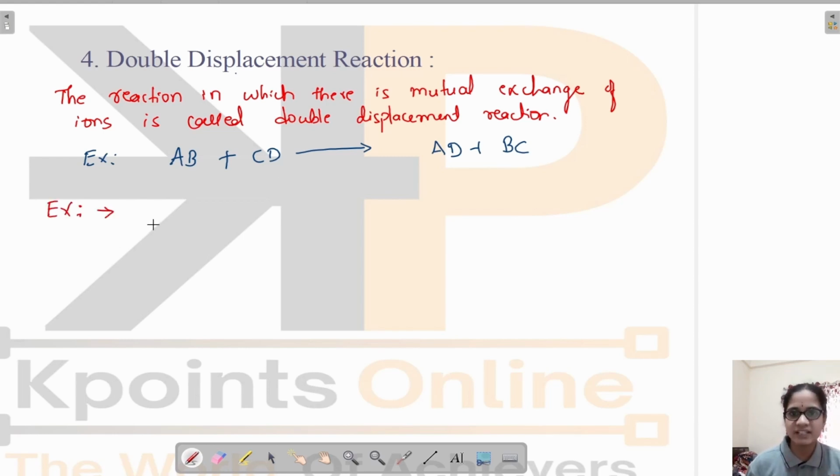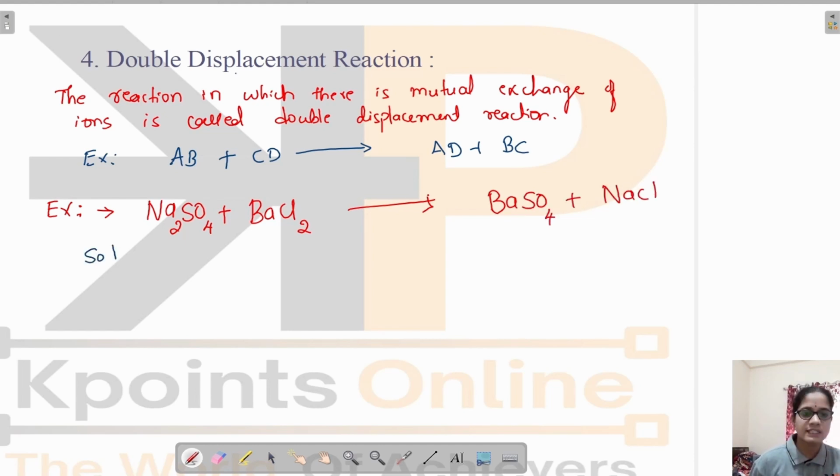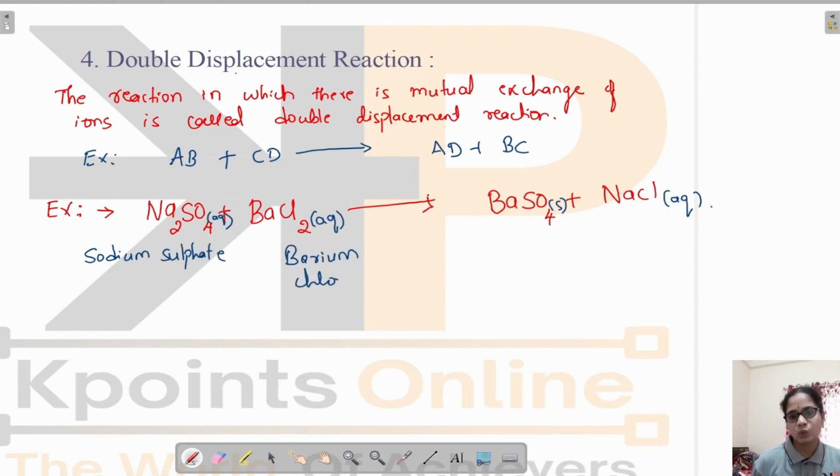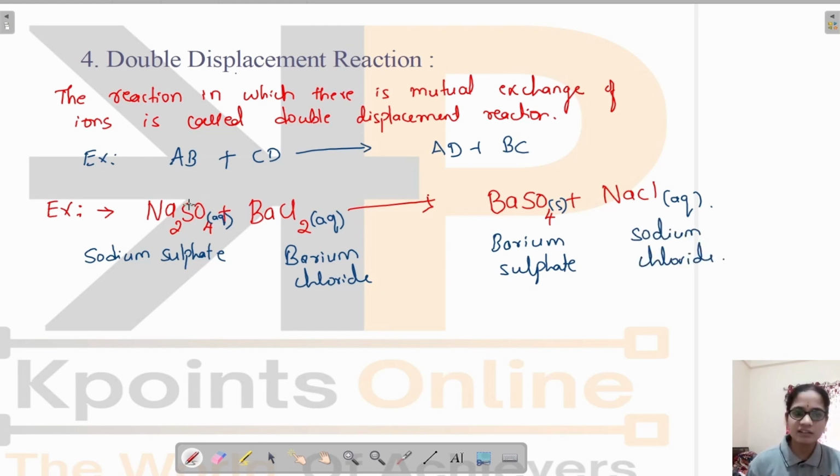Reaction of sodium sulfate and barium chloride. It results in the formation of barium sulfate and sodium chloride. This is sodium sulfate, this is barium chloride, this is barium sulfate, this is sodium chloride. See here, there is a mutual exchange of ions. The sodium cation of this reactant reacts with the chloride anion of this reactant to form sodium chloride, and the barium cation of this reactant reacts with the sulfate anion of this reactant to form barium sulfate. There is a mutual exchange of ions.